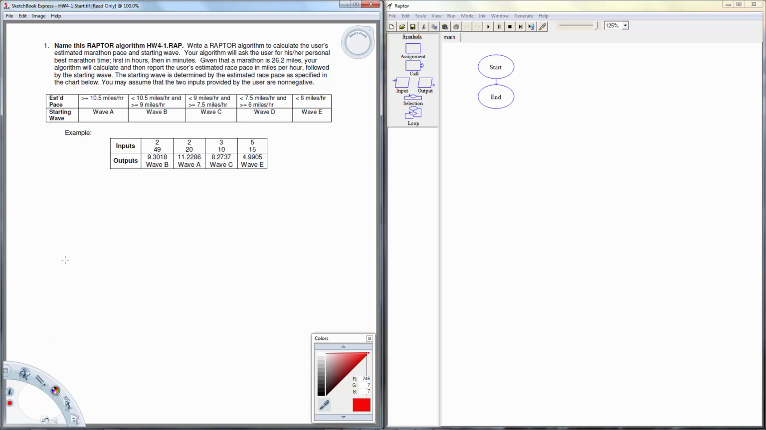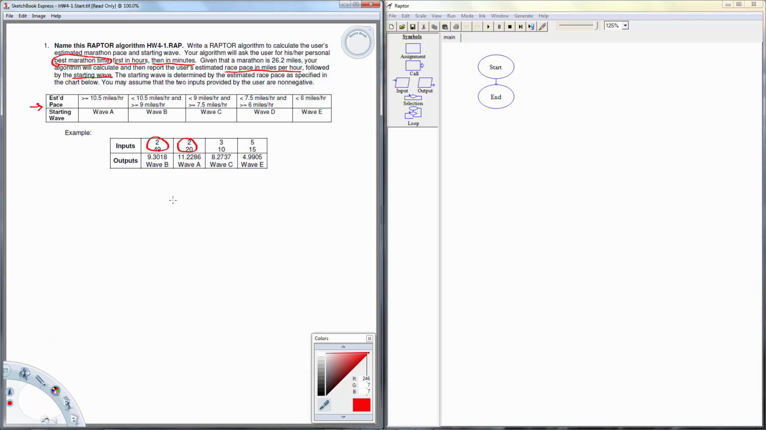You may assume that the two inputs provided by the user are non-negative. In order to solve this problem, we'll first notice that we are to have two inputs, referring to the best marathon time. The first input will be the hours, and the second input will be in minutes. We see from the example below that it might be 2 hours and 49 minutes or 2 hours and 20 minutes. Then we are to have two outputs. The first output being the race pace in miles per hour, followed by the starting wave. And the starting wave is depicted in this chart here.